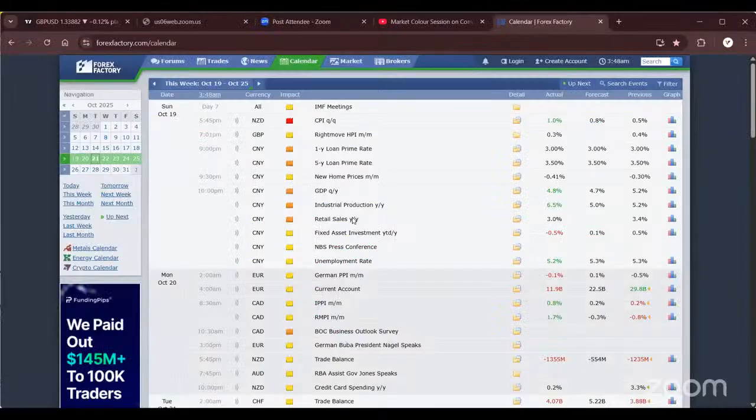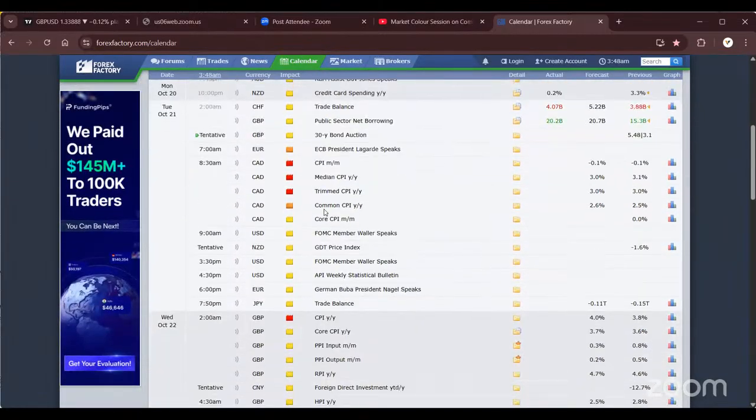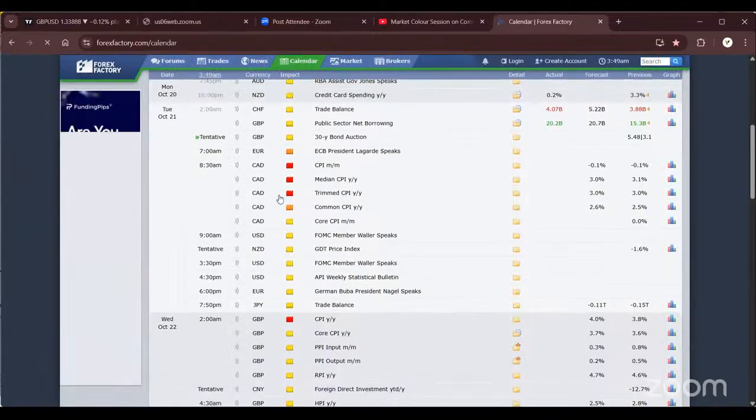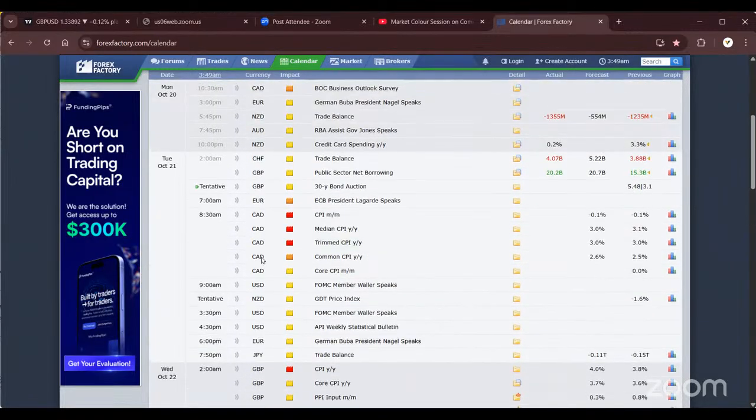So today is the 21st, Tuesday. We do have CPI on the Canadian dollar, and median CPI, trimmed CPI, all coming out by, it's showing 8:30. So it's supposed to have come out. Let's refresh. We're not seeing any data that reflects the actual. So you could go on Forex Live to see if there's any news release that has come out on asset classes or those relating to asset classes you're currently trying to trade. Not everything, just some of them.